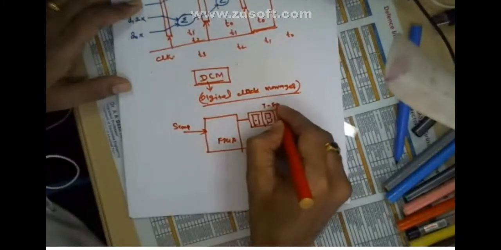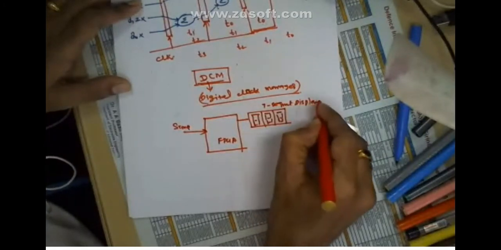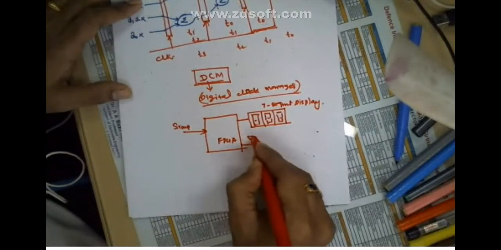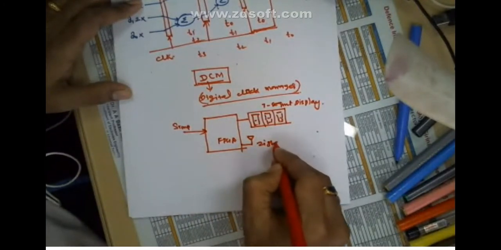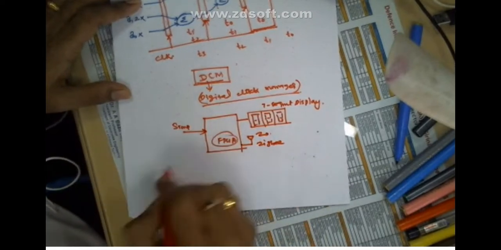7-segment. This is the 7-segment display. And also I have one antenna here. Zigbee antenna. Right. So this is my design.